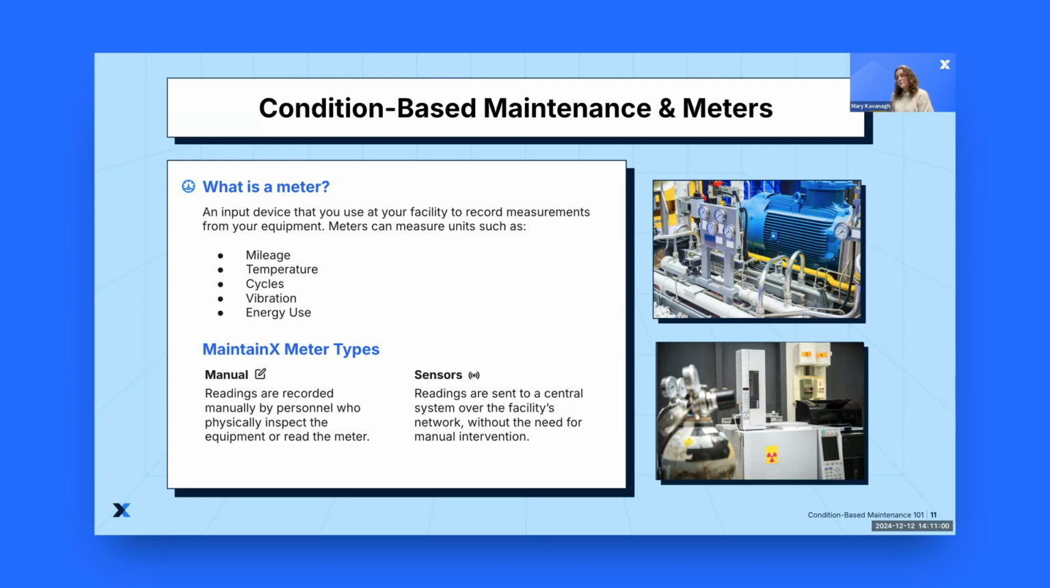Now, sensors: readings are sent to a centralized system over your network without the need for manual intervention, which is a very fancy way of saying that the reading goes automatically from your machine directly into another system for you to use. For example, going directly from your compressor to MaintainX, or from your forklift to MaintainX, to tell you we've just gone above 500 runtime hours, whatever it might be.